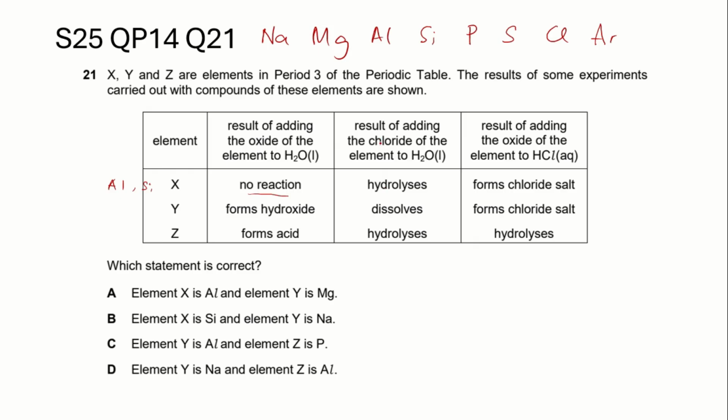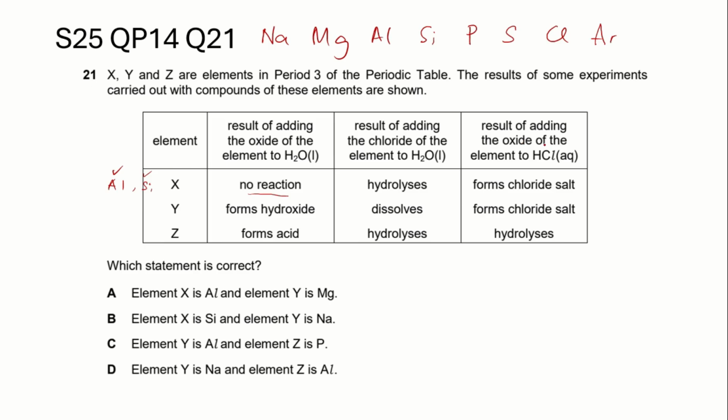Here, result of adding chloride to water. Aluminium chloride will hydrolyze in water. Silicon chloride will also hydrolyze in water. So the second result is not helpful in helping us to deduce which is actually X. Let's move on to the third one.